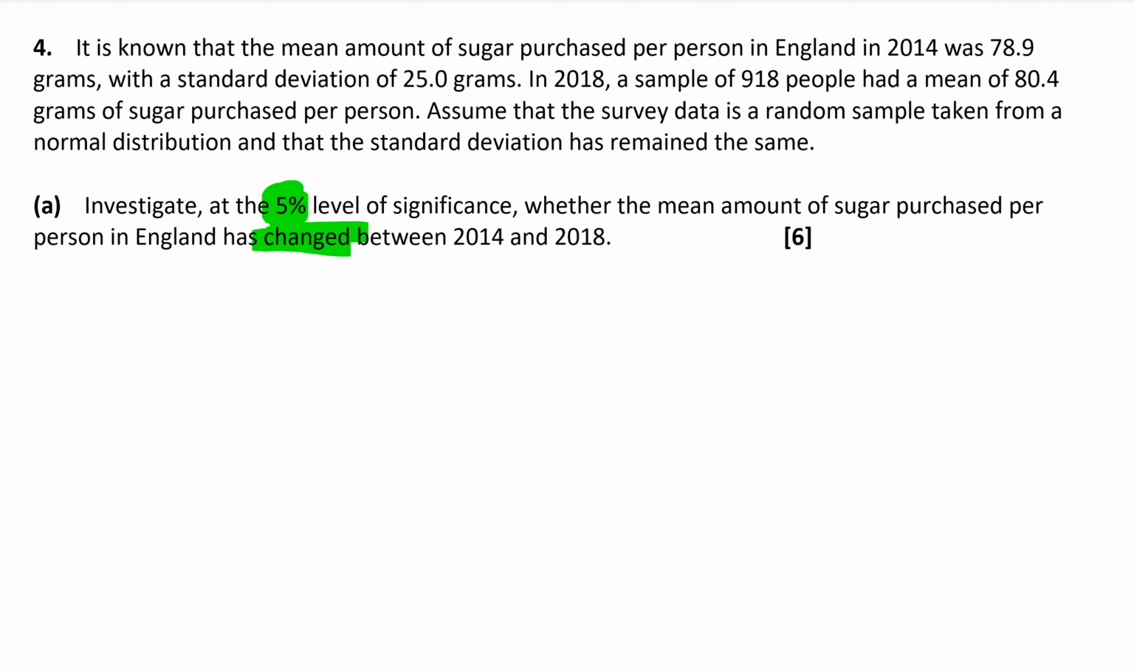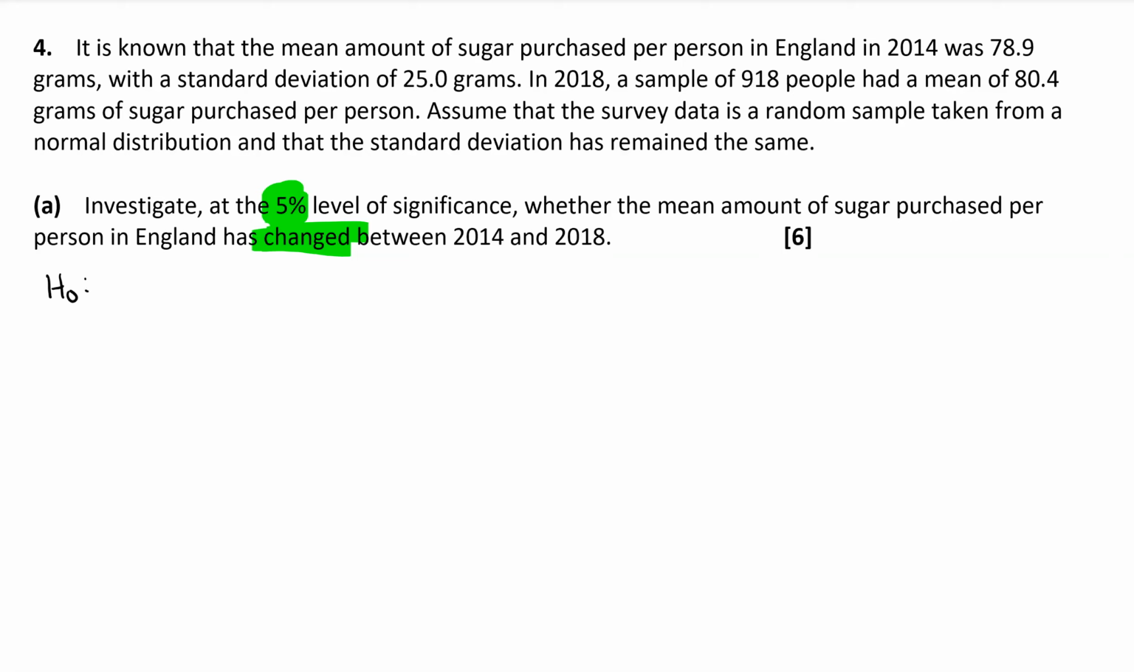What that means is we're splitting up that significance level into 2.5% at the upper tail and 2.5% at the lower tail. So in our critical region, we've got the top 2.5% of values, and in our critical region, we've got the bottom 2.5% of values. So this is our hypothesis test.